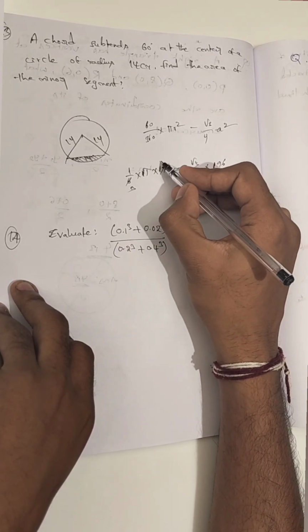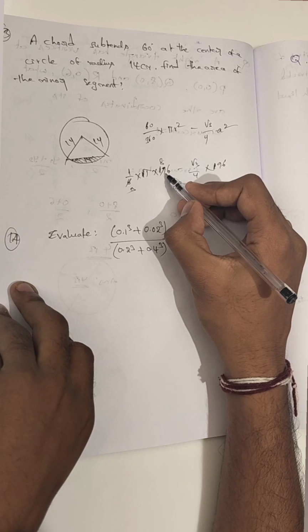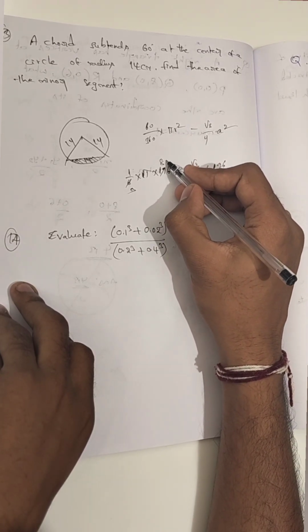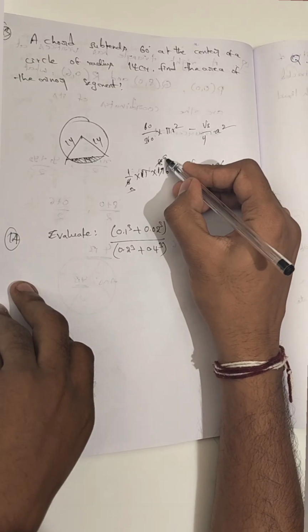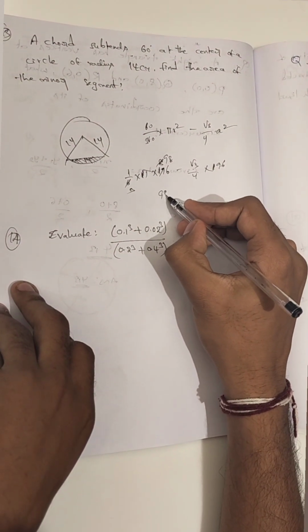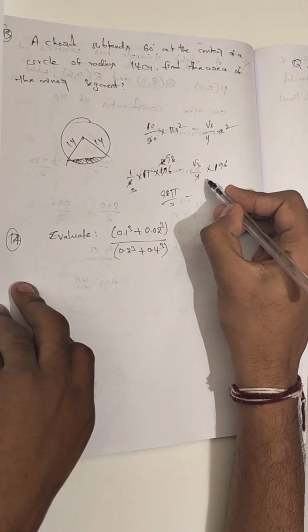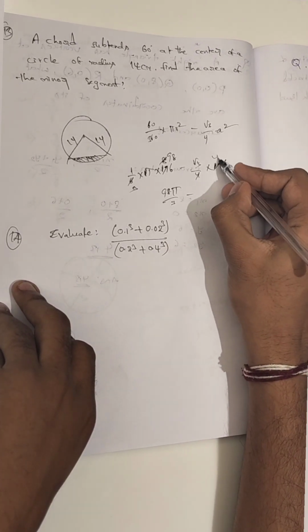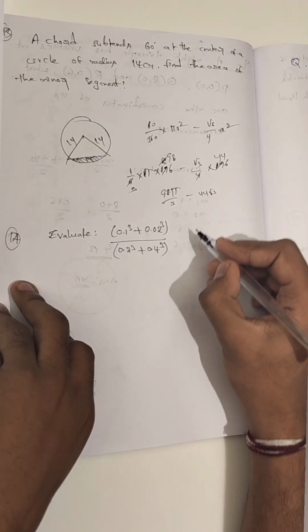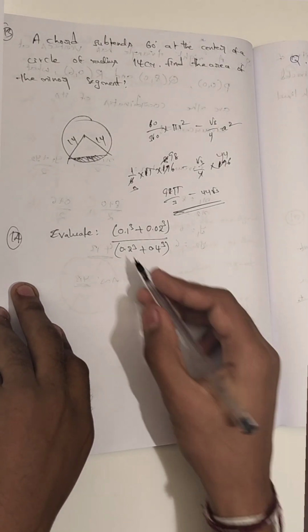Cancelling the 2, 8 times and 18, and 9 times and 8 times. 98 pi by 3 minus, cancelling 4, 16, 44 root 3. Answer for this question.